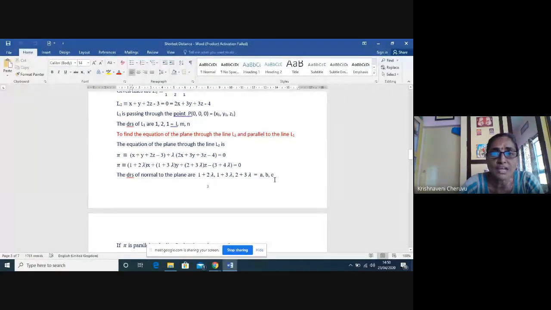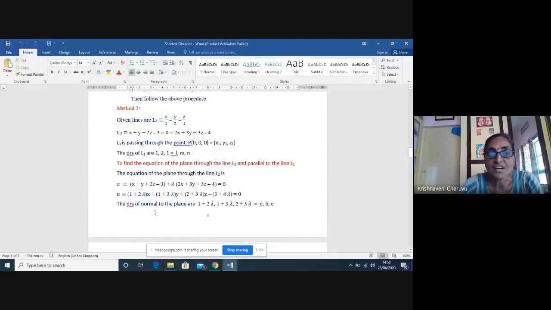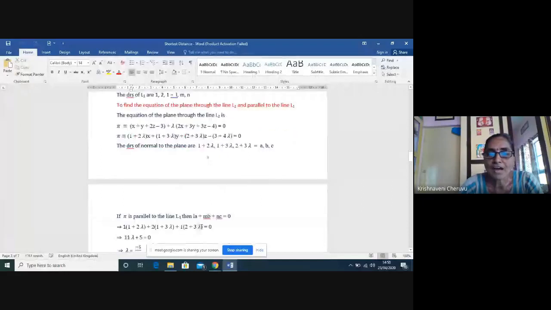Okay. What we need is a plane not only passing through the line L2, but passing through line L2 and parallel to line L1. So now this plane is to be parallel to the line L1, meaning the normal to the plane is perpendicular to the line. Okay. So the normal to the plane has DRs A, B, C and the line's DRs are L, M, N. So when these are perpendicular, you have the condition for perpendicularity: LA plus MB plus NC is equal to 0.